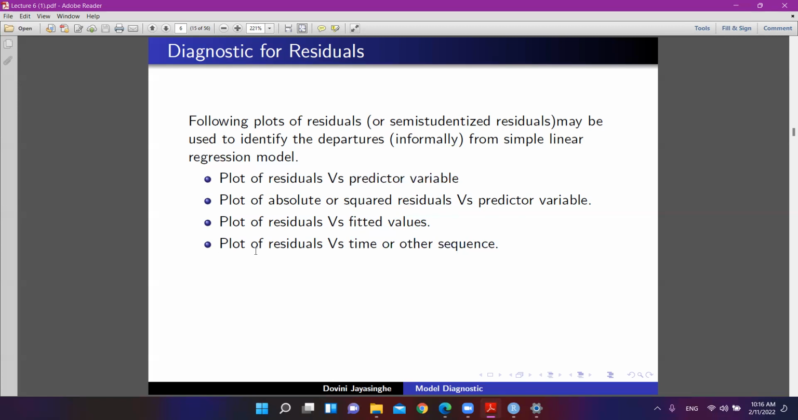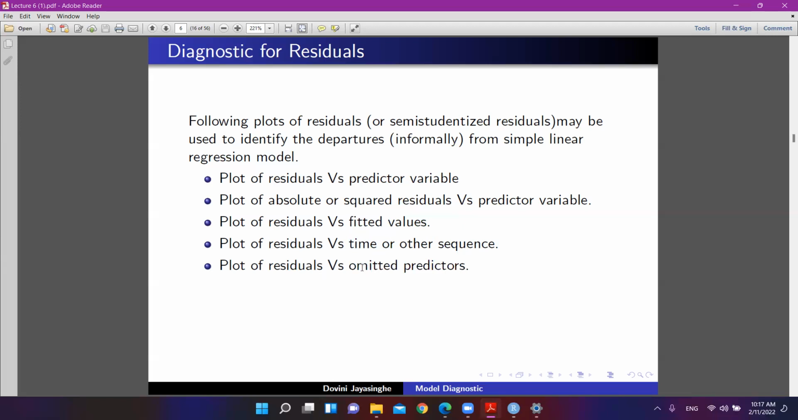Then again, you can look at the plot of residual versus time or the sequence. So if it shows some pattern, that means what? The observations are not independent. It should be in random order to show that the errors are independent, which implies the response variable, the observations are independent.